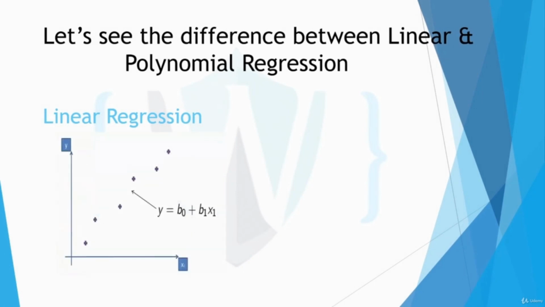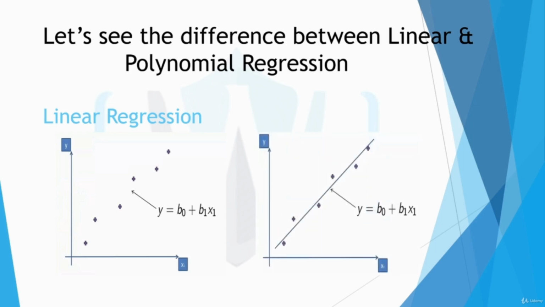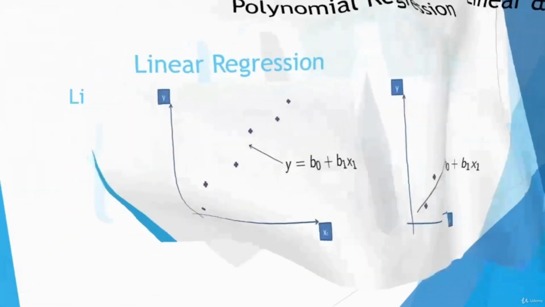Now as you can see in this plot, these data points are in a linear fashion, and the given equation y equal to b0 plus b1 x1 is a linear equation. So when we draw a line with this equation, we can see that the line will satisfy all the data points in the plot. Now let's see another example.